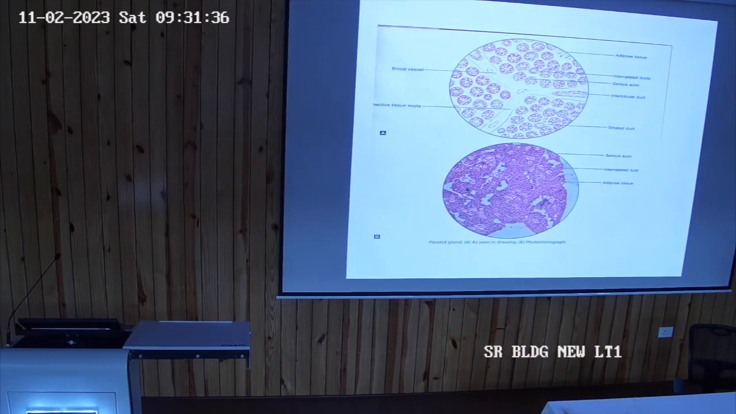Now look at the diagram. When we focus the glands in the microscope, you will see this type of picture. All these are the acini. This is one lobule, this is another lobule, and another lobule. Between the lobules you see the connective tissue mass. In the connective tissue mass, you will see the blood vessels and also the ducts. In each acinus, again you will see the duct. Look here, this is the duct.